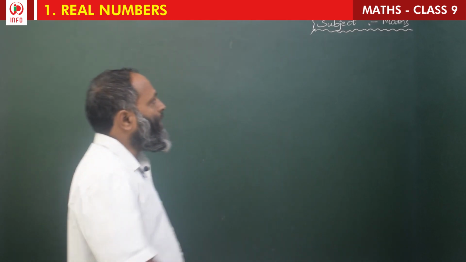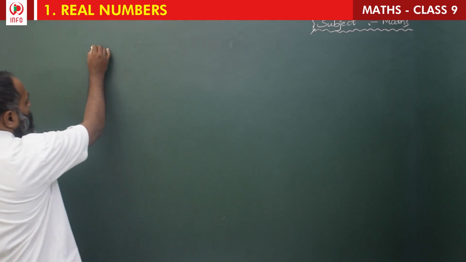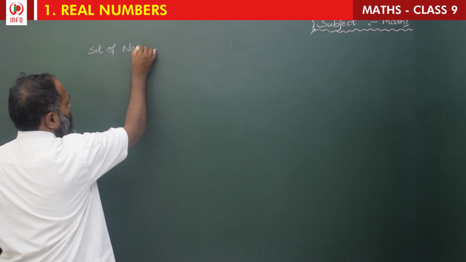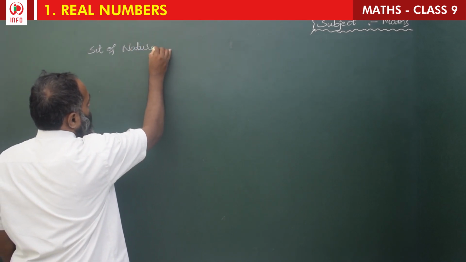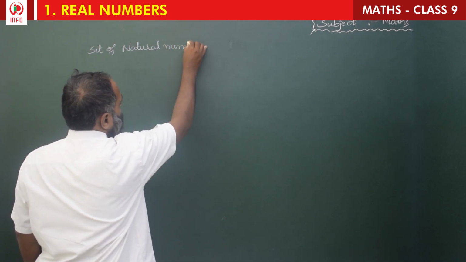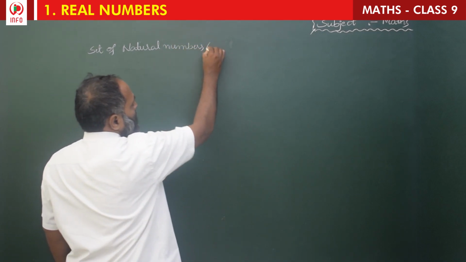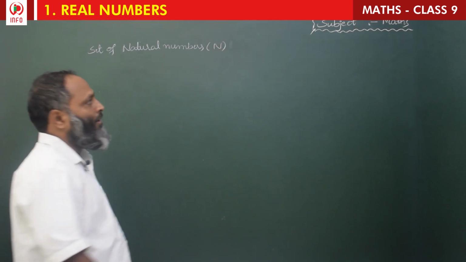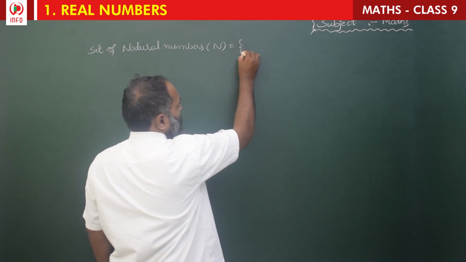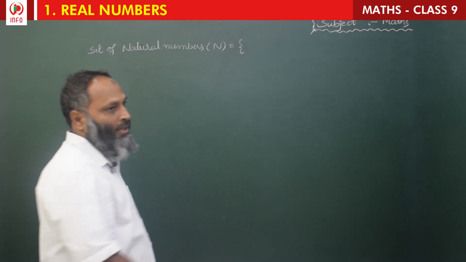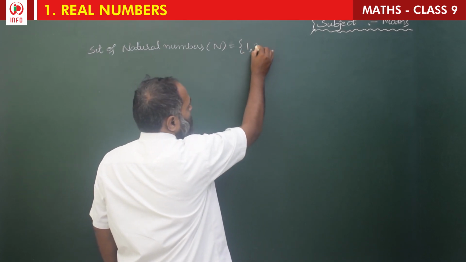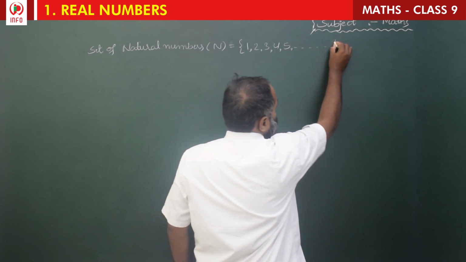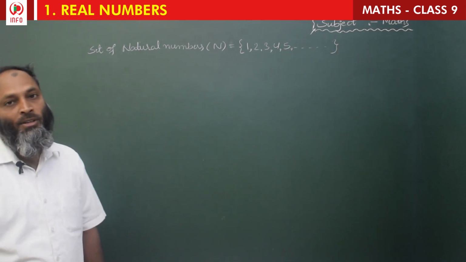Okay, students? Here, first we discuss the set of natural numbers. The set of natural numbers is represented with a capital letter N. So what is there in the set of natural numbers? The numbers start from 1, 2, 3, 4, 5 and so on. This is our set of natural numbers.